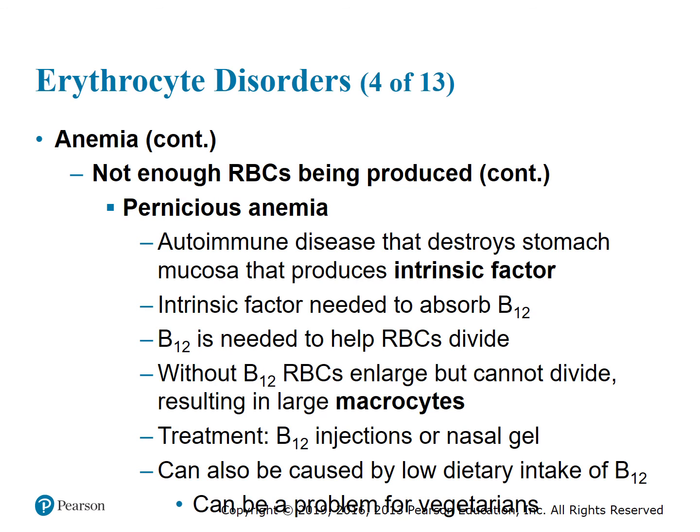Pernicious anemia is an autoimmune disease that destroys the stomach mucosa that produces intrinsic factor, and intrinsic factor is needed to absorb vitamin B12, and B12, as we know, is needed to help red blood cells divide. Without B12, red blood cells enlarge, but they cannot divide, and it results in large cells called macrocytes. The treatment is B12 injections or a nasal gel. It can also be caused by low dietary intake of B12, which can be a problem for vegetarians, strict vegetarians.